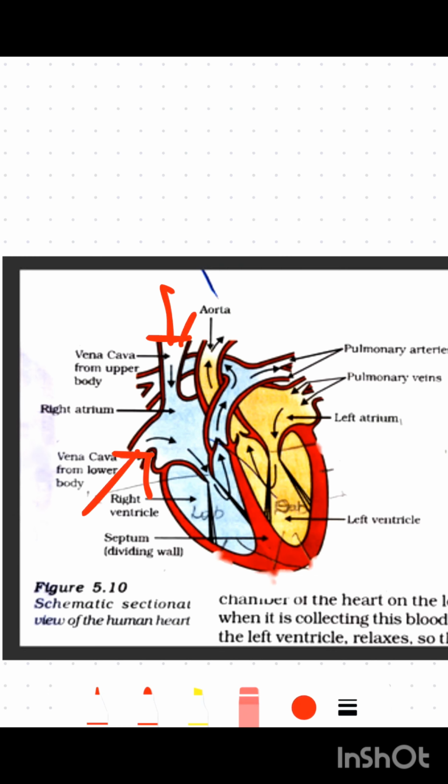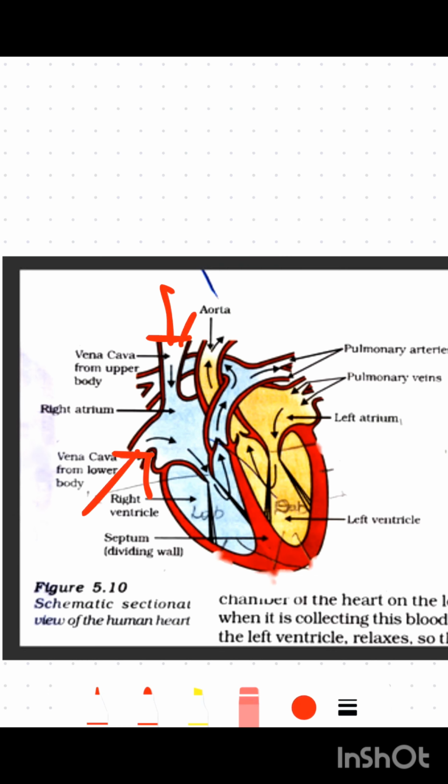But when you take the diagram and keep it towards your body, right things will come towards the right only, left things will come towards the left only. But whenever you're drawing in the opposite way, right atrium and right ventricle, write it towards your left side, and left atrium and left ventricle, write it towards your right side. Okay, don't get confused. Remember this one. Labeling is very important. If labeling is wrong, they will cut the marks.